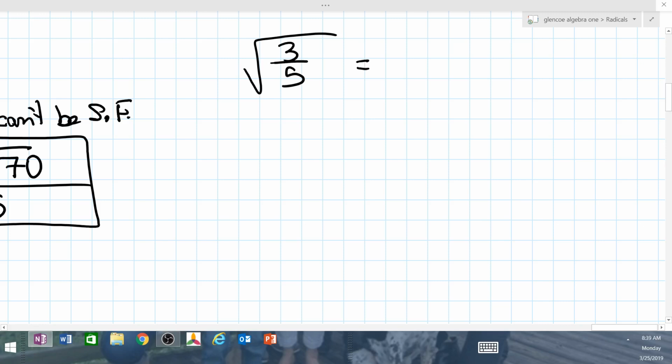How are we going to rewrite it? As radical 3 over radical 5. Multiply numerator and denominator by what? Over radical 5, and give me an answer.